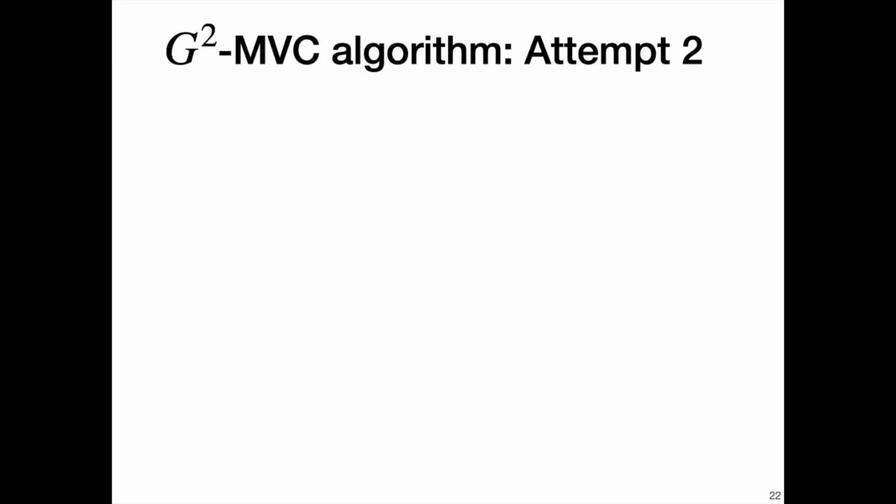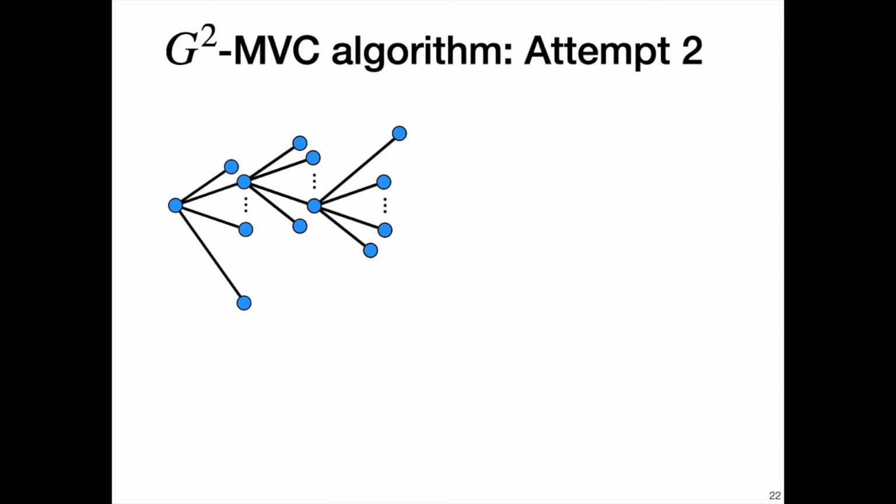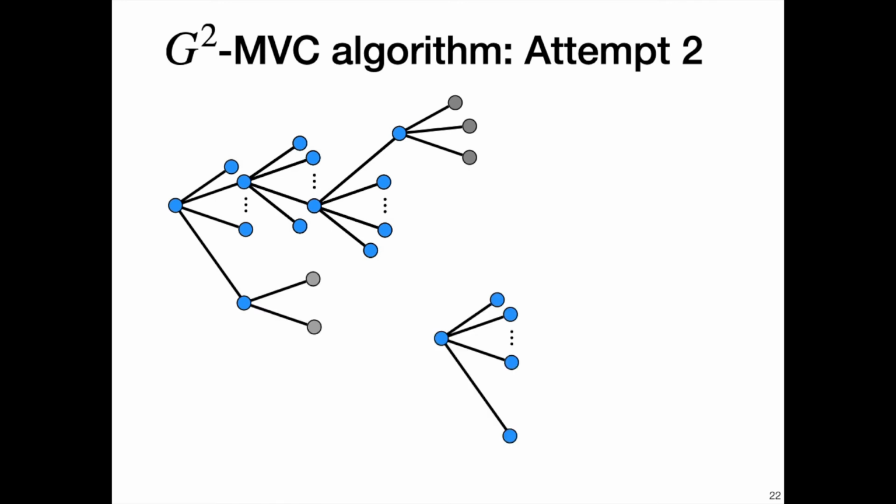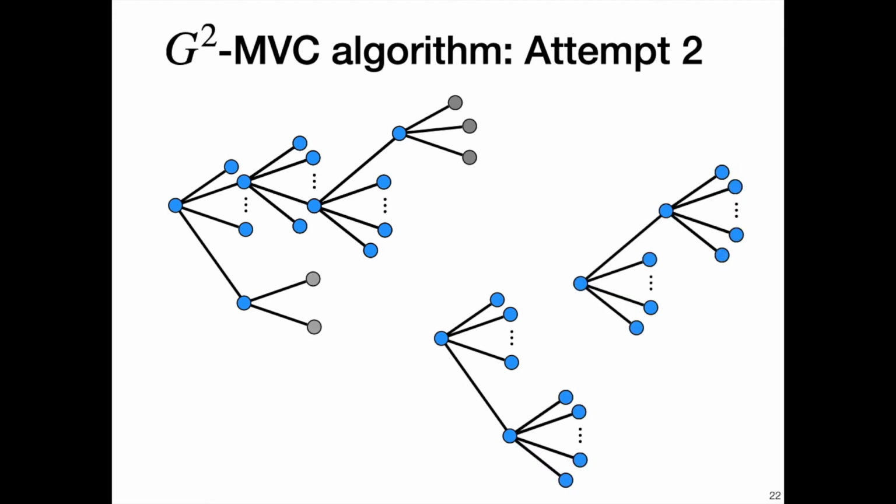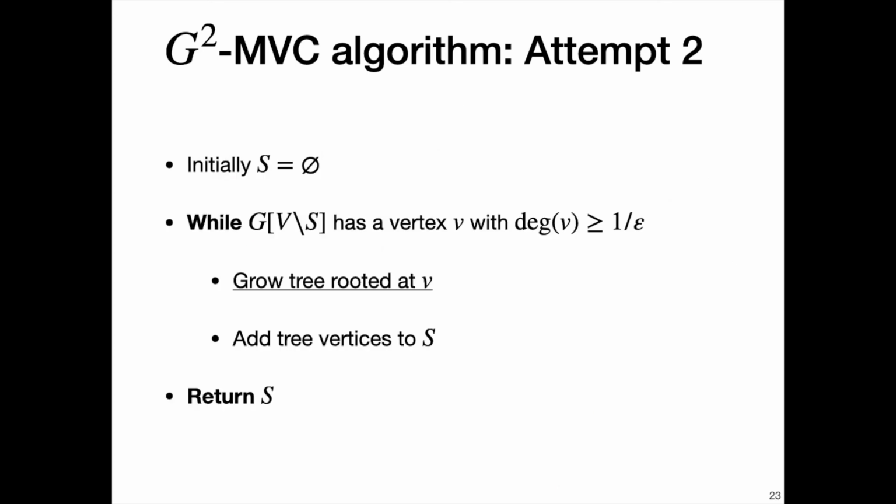So this suggests a second attempt where we iteratively add red vertices to the vertex cover and stop when a leaf has less than 1 over epsilon new neighbors. As we are done with a tree, we start growing other trees. So the pseudocode changes as follows, where we grow these trees and add them to the cover.